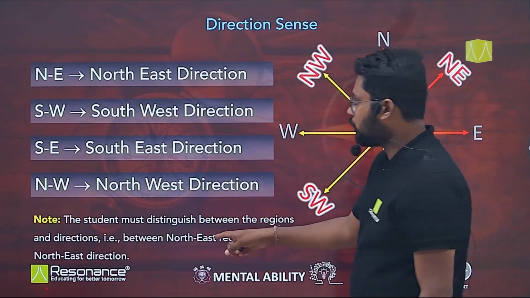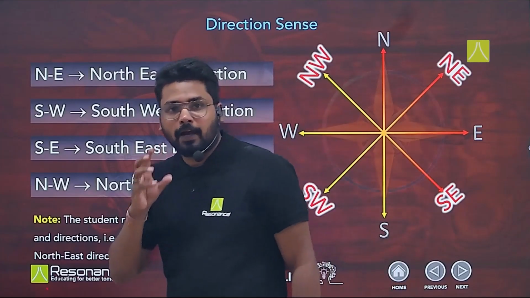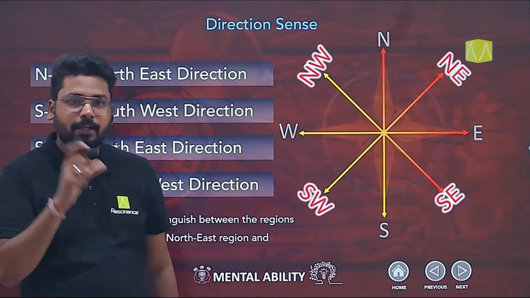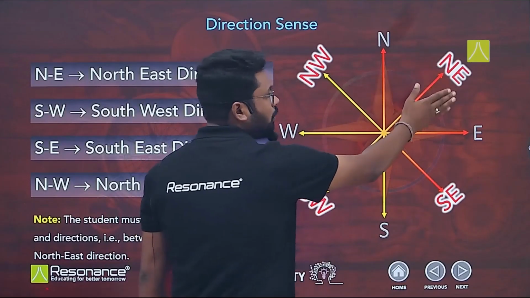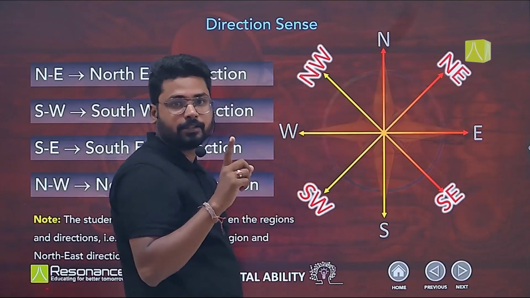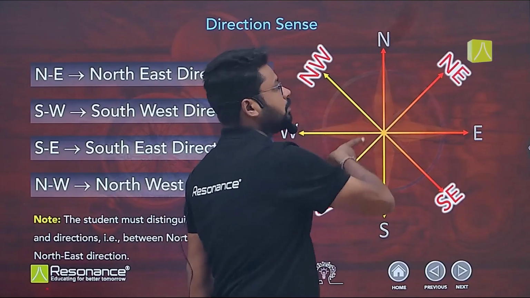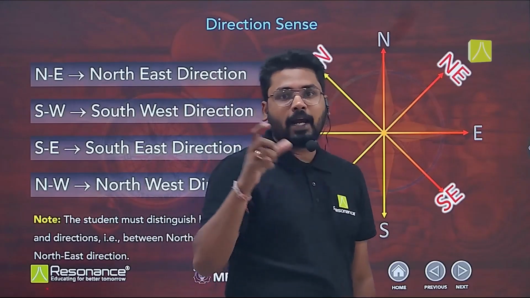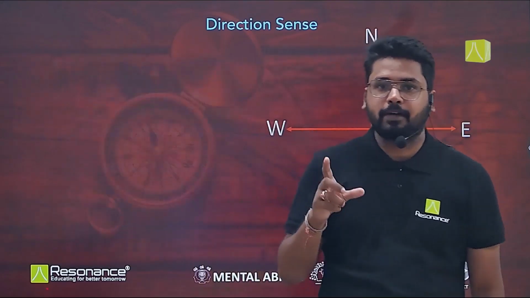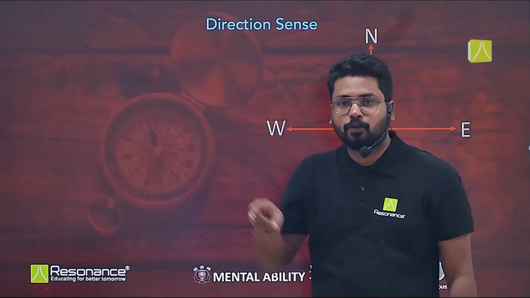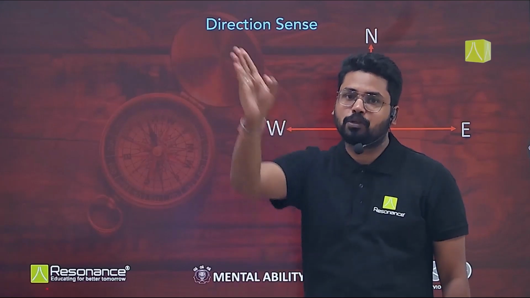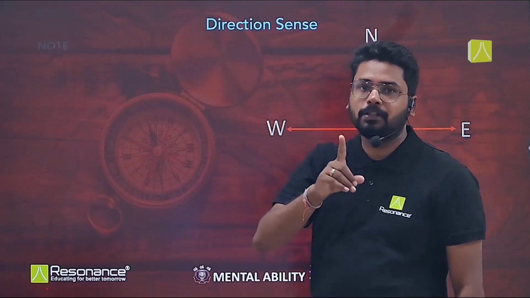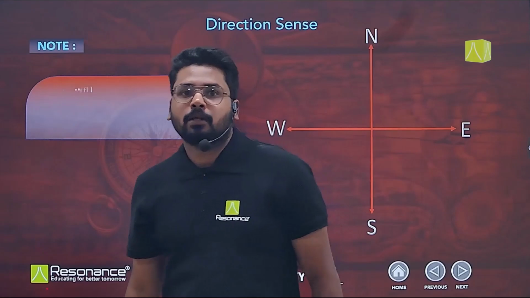Note, students have to distinguish between regions and directions, because this whole area is the northeast region, not the direction. This pointing arrow is the northeast direction. So we have to make sure region and direction are different. Both are different. Region denotes the area and direction is pointing towards 1 point only.